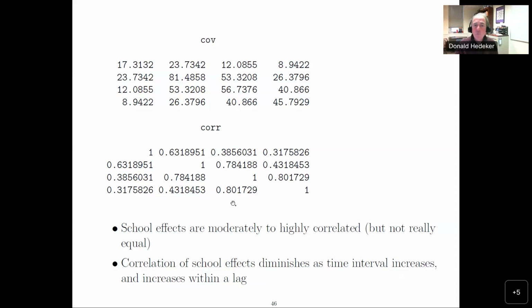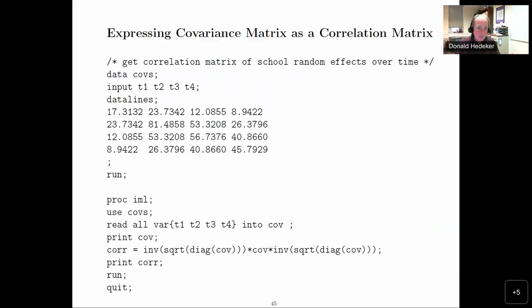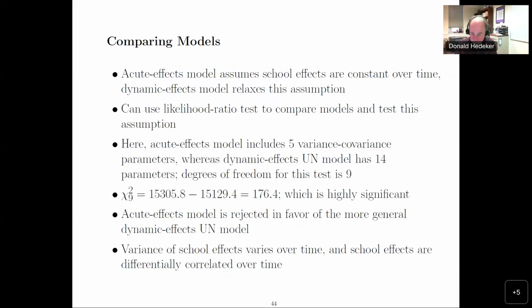Okay? So realize here, again, the acute effects model would say all of these correlations are equal to 1 because there's only one variance. Here, though, they look quite different, right? So the dynamic model seems to be a better choice here. And again, the chi-square statistic obviously points in that direction.